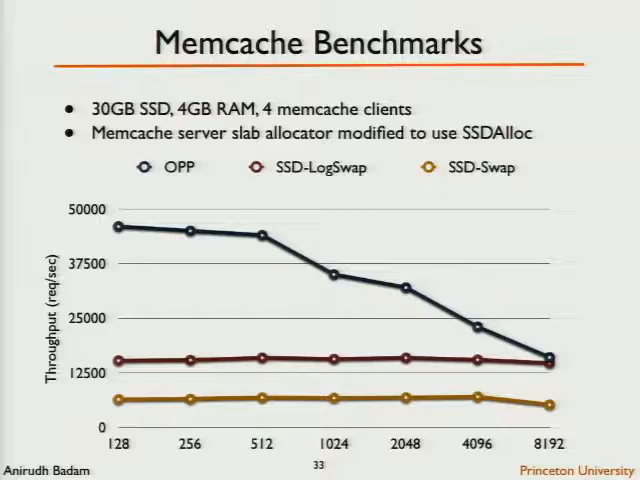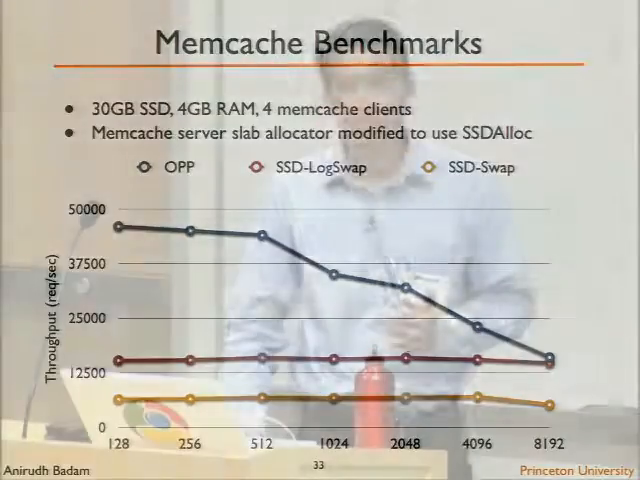And here are some benchmarks for Memcache. We took a 30 GB SSD and 4 GB of DRAM, and 4 Memcache clients were essentially sending requests to this particular Memcache server. We modified the slab allocator of Memcache, as I said, to use SSDAlloc, and these are the performance results. The x-axis is the average object size inside Memcache. As the average object size decreases, the performance of SSDAlloc increases.